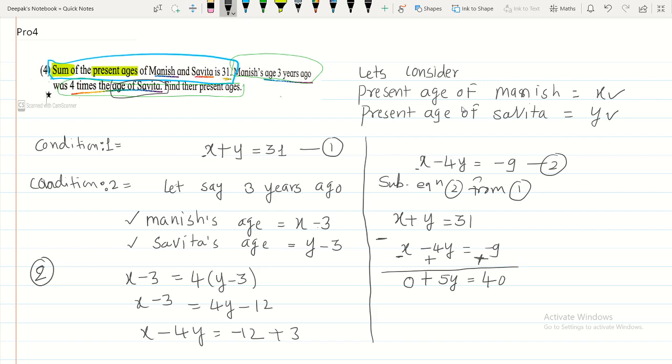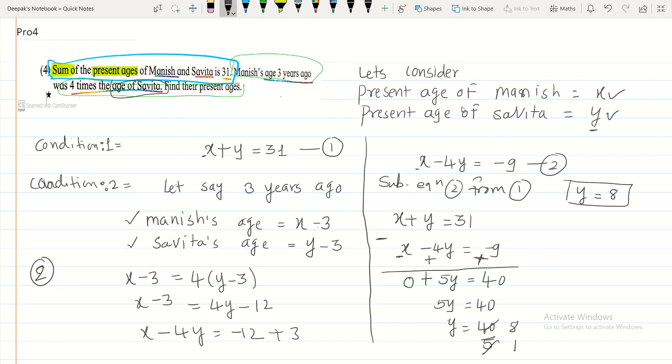So now we got 5y equals 40 by simplifying. So y equals 40 by 5. On dividing, you get y equals 8, because 5 eights are 40. So y equals 8. What is y? y is nothing but the age of Savita. So her present age is 8 years.